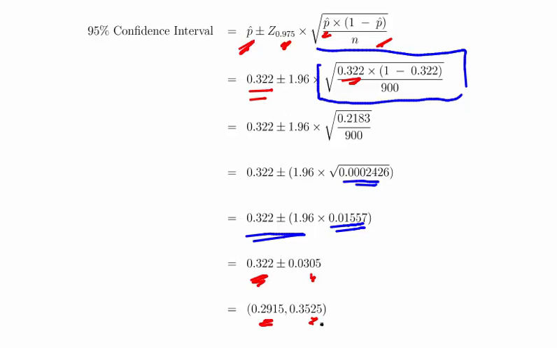So 0.322 plus or minus 1.96 times 0.01557, that's 0.322 plus or minus 0.0305, and that will give us a lower bound and an upper bound of 0.2915 and 0.3525. Again, rounding error when you do these calculations might give you values close to that, but hopefully that is where we are at. Okay, we'll leave it there.